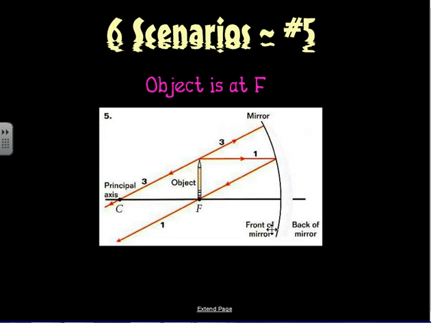Scenario 5 is kind of an odd one. In scenario 5, our object is located at the focal point. Take a look at those 2 reflected rays. They will never meet each other. This is kind of an odd scenario, but it's true. It happens. When you have an object located at the focal point of your mirror, the image does not exist. There is no image. Some textbooks may say that the image is located at infinity. That's fine as well.